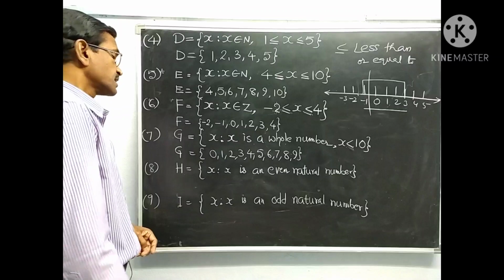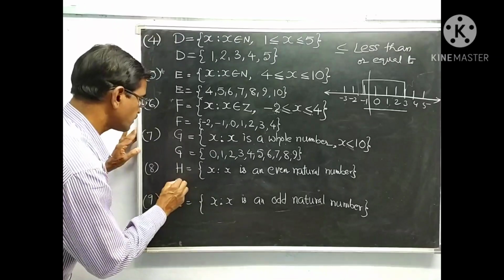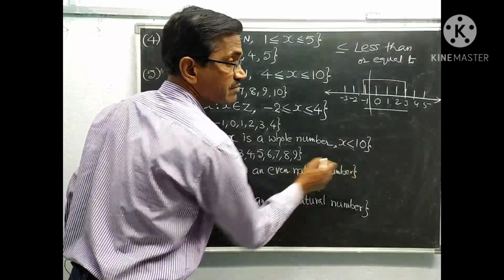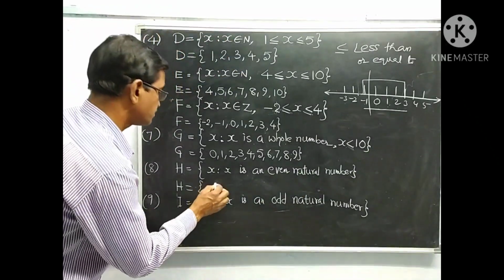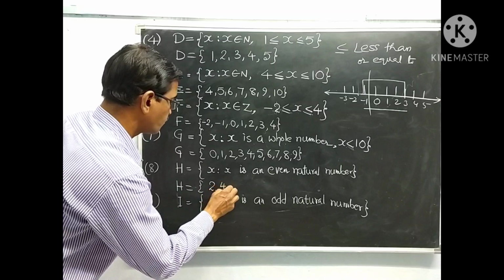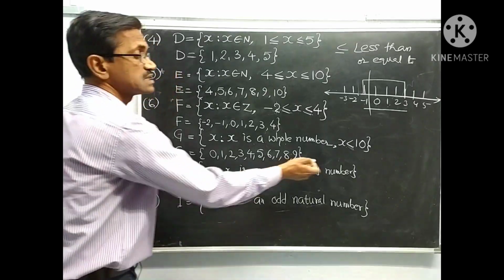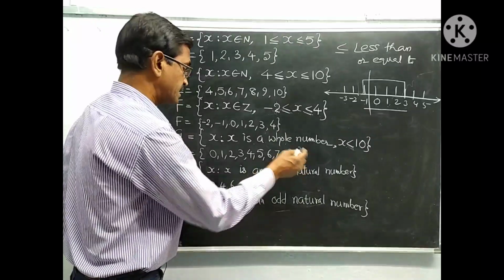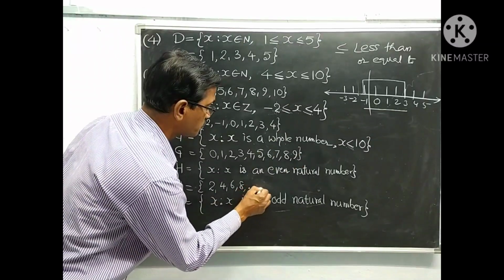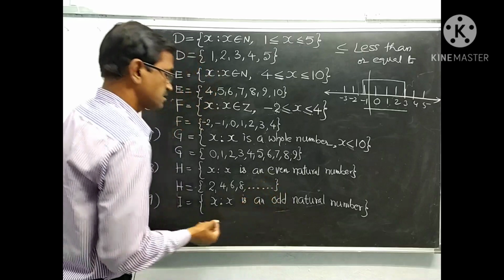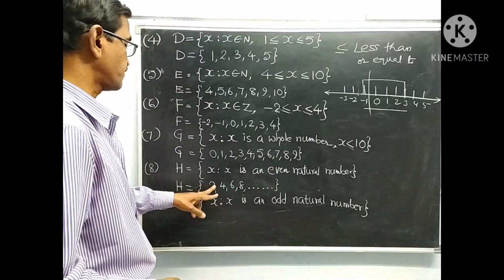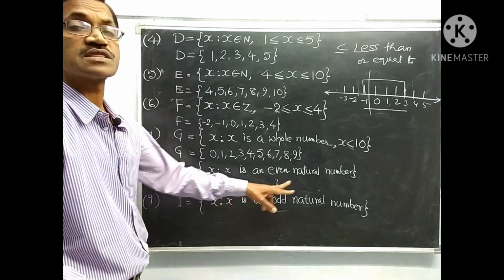Then H is equal to x such that x is an even natural number. You know even natural numbers: 2, 4, 6, 8. There is no limit given here, so this is an infinite set, not a finite set. So we have to keep dots like this, and so on. H is equal to the set of 2, 4, 6, 8 and so on.